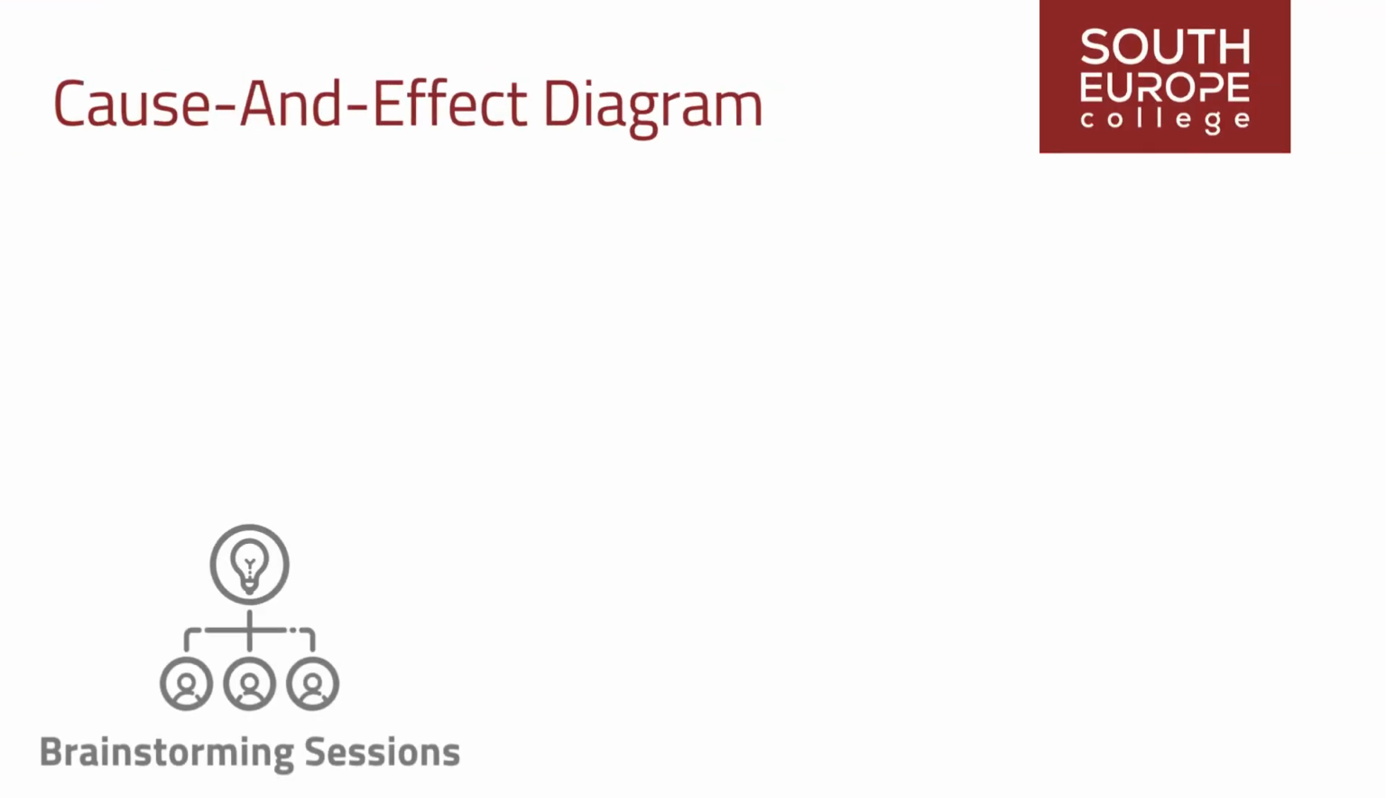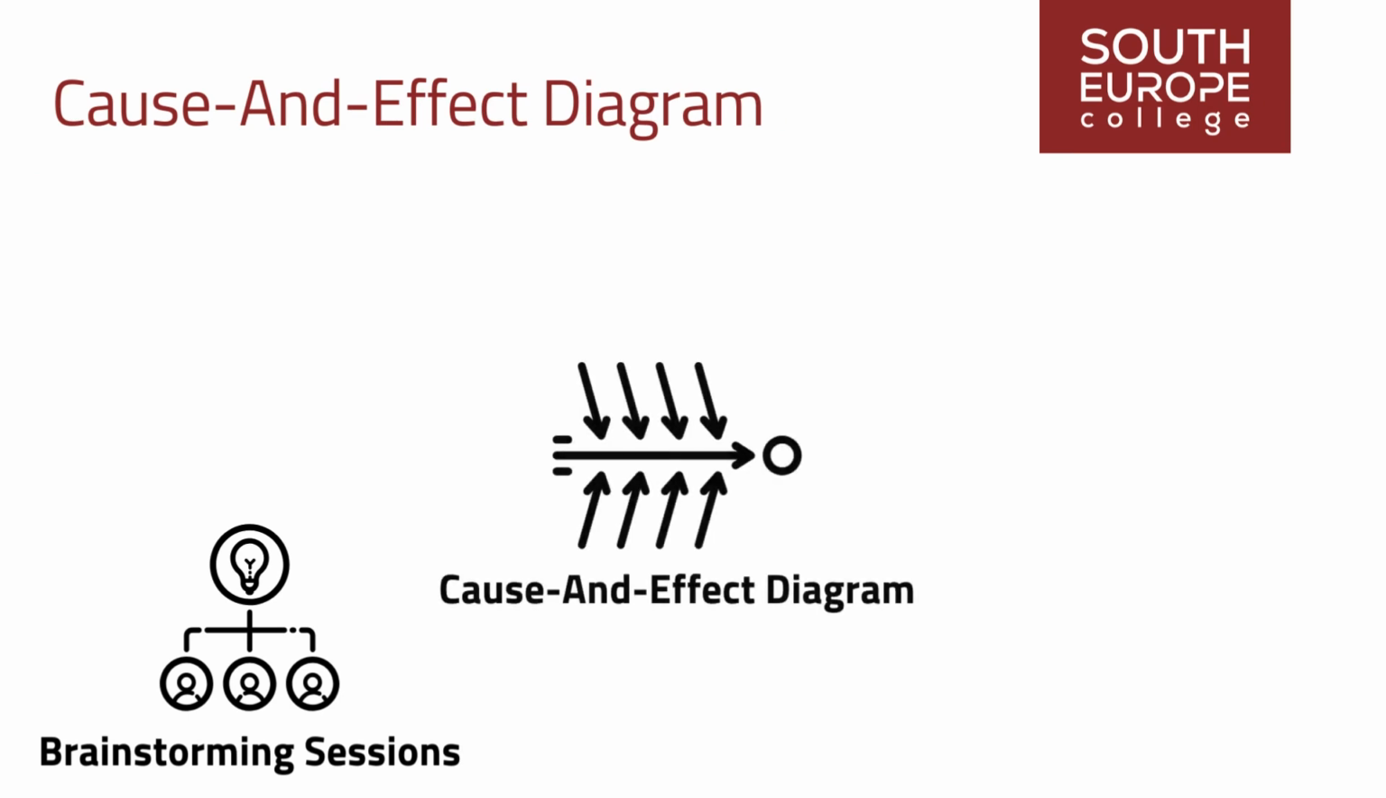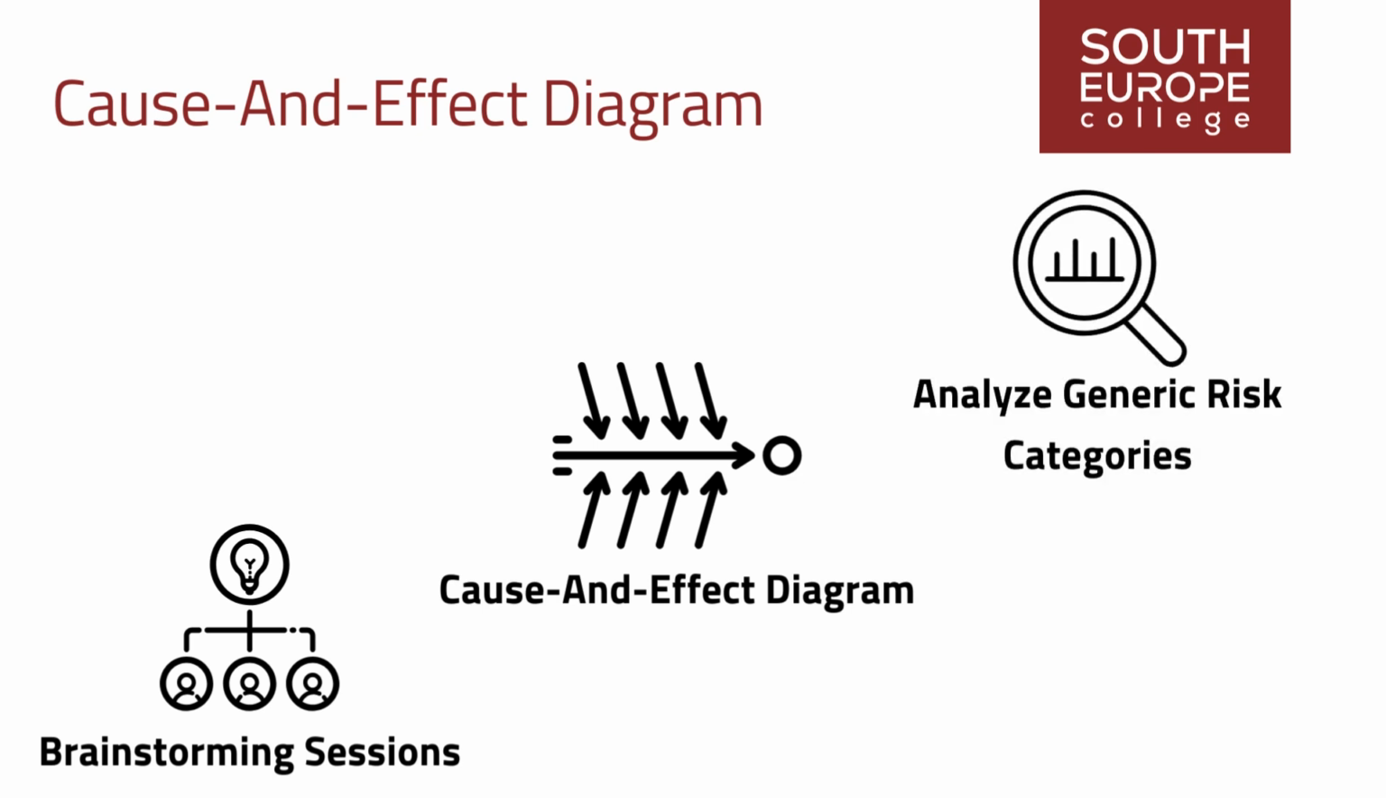Identifying risks through brainstorming sessions, with outcomes recorded on a cause and effect diagram that illustrates potential hazards leading to specific effects, it helps analyze generic risk categories and their fundamental sources.